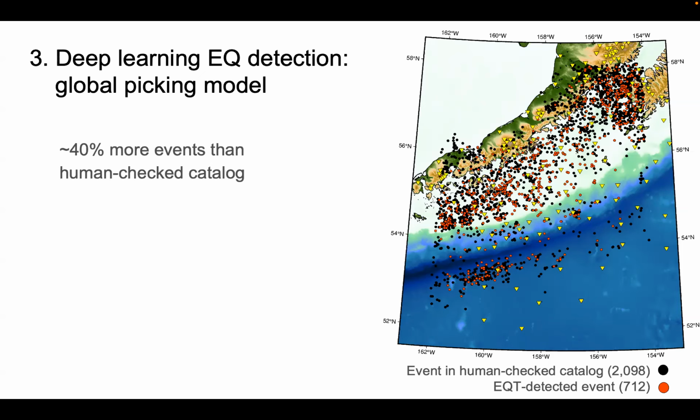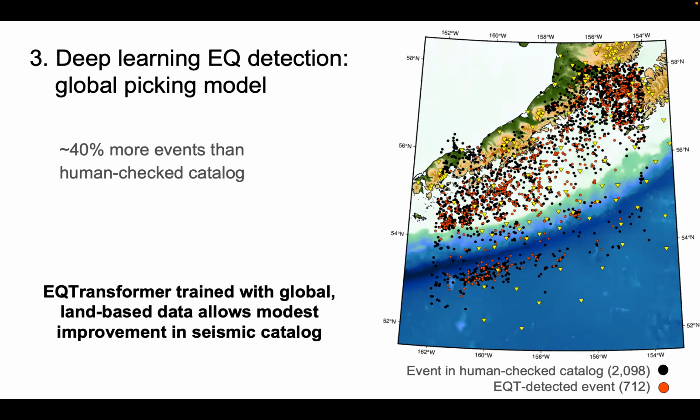Over here on the right, we're looking at the western part of the network, and the black circles are earthquakes that were in the human-checked catalog, and the orange circles that I hope you can see are earthquakes that were newly found by Earthquake Transformer. So again, this is kind of a moderate increase in seismicity that we found in this region.